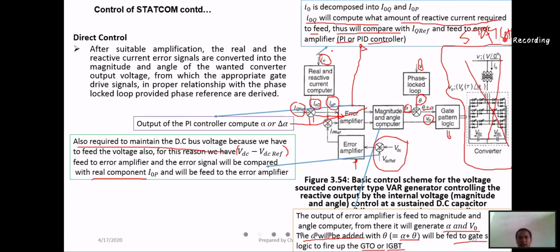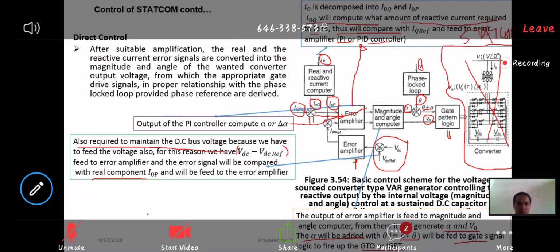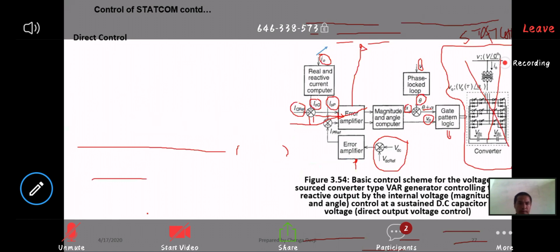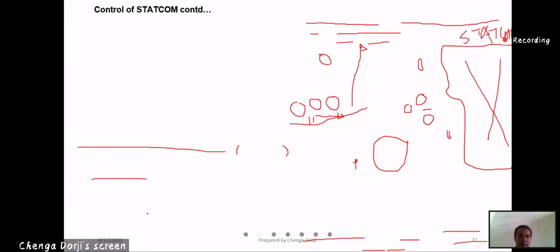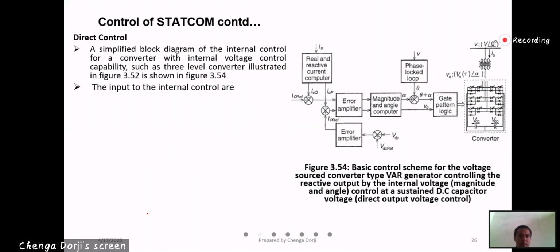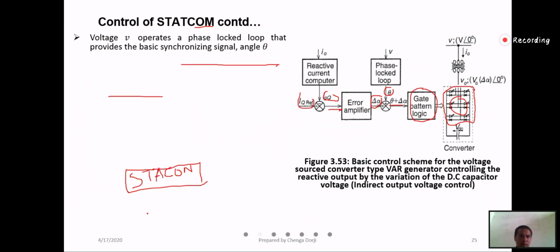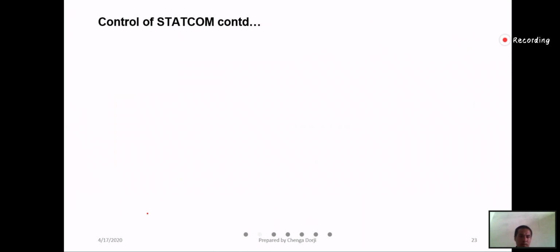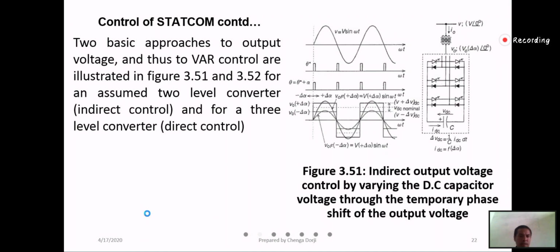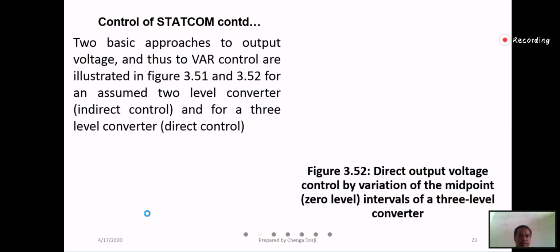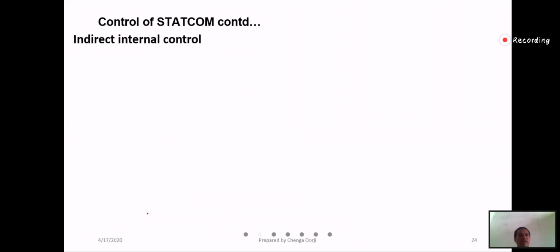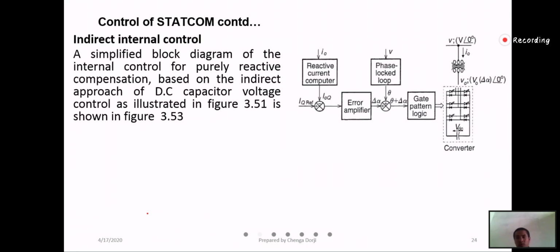Okay, Roshan, what is your question? What was your question? Sir, indirect control. For indirect, you have to go back. So this is your indirect control.